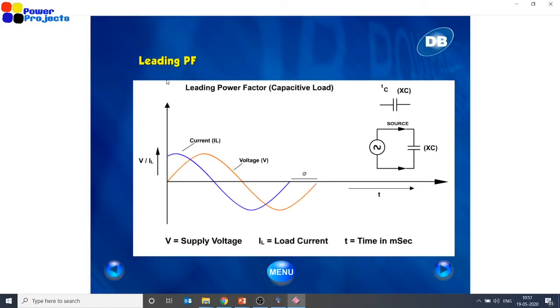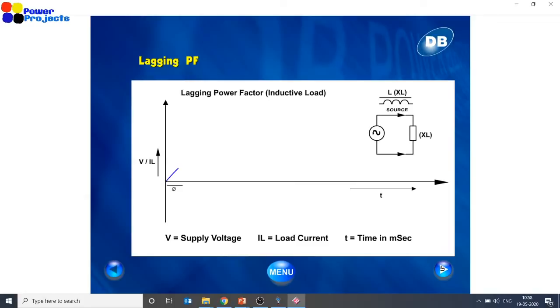In a resistor, the current and voltage will be in the same phase, so the angle between voltage and current is zero and the power factor is unity. Whereas for a pure inductive or capacitive load, the image you are seeing is a pure capacitive load. The current leads the voltage by 90 degrees, so the cosine of 90 degrees is 0. The power factor is 0 lead, because the current leads the voltage by 90 degrees. And if it is a pure inductive load, the current lags the voltage by 90 degrees.